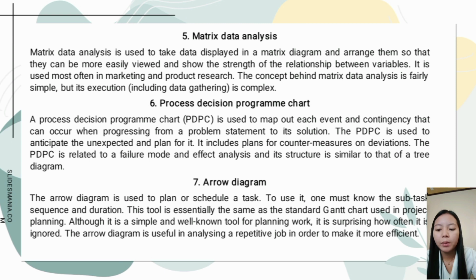Ginagamit yung arrow diagram when scheduling and monitoring tasks within a complex project or process with interrelated tasks and resources. When you know the steps of the project or process, their sequence, and how long each step takes, this arrow diagram lets you calculate the critical path of the project.